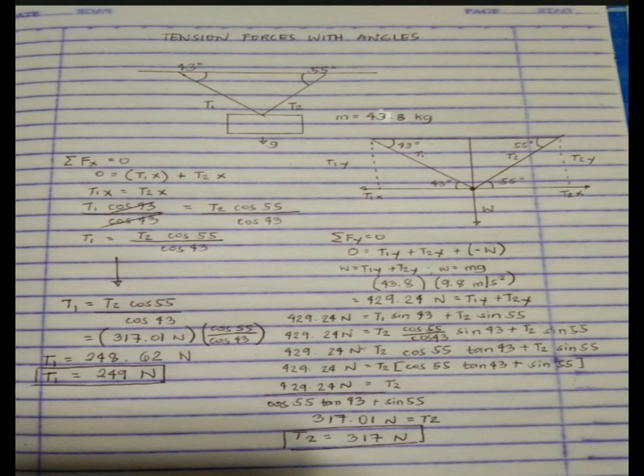Now, let's go back to our T1. T1 equals T2 cosine 55 over cosine 43. Now, we already have the value of T2. What we're going to do is to substitute. That is equal to 317.01 Newton times cosine 55 over cosine 43. T1 equals 248.62 Newton. Looking for the significant values, that is T1 equals 249 Newton.